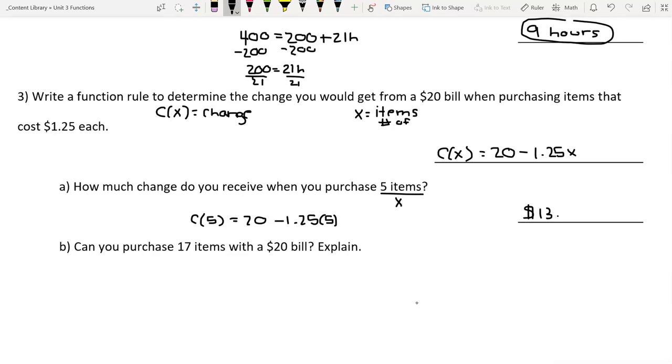Okay? Now here, can you purchase 17 items with a $20 bill? Okay? So what I'm going to do is plug in 17 into my function. So C of 17 equals 20 minus 1.25 times 17. What I get is negative 1.25. So no, you would have spent over. You'd be in the negatives, okay? So that's what we're talking about there.